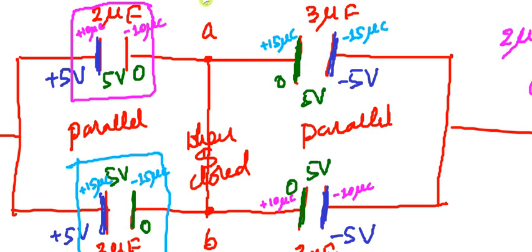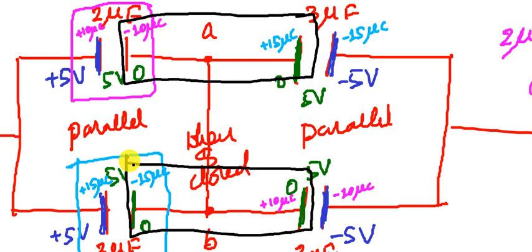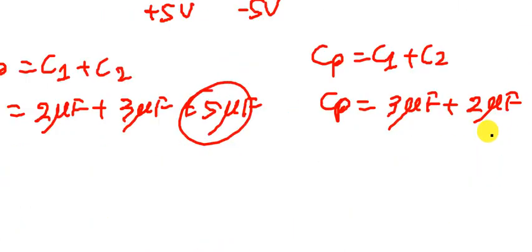Okay, so now what you have to do is observe carefully one more time these two sets of pairs of plates and these two sets of pairs: minus 10 microcoulomb and plus 15 microcoulomb, minus 15 microcoulomb and plus 10 microcoulomb. So let me rewrite this scenario in a different pattern.